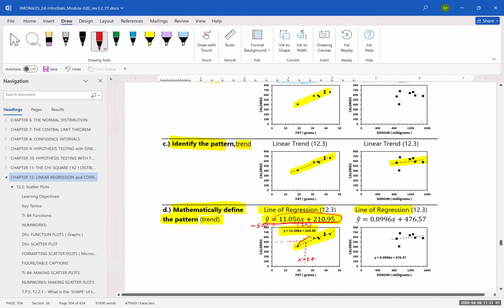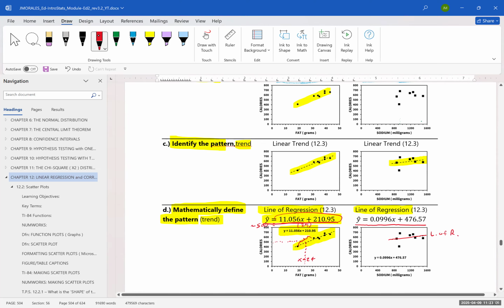Now, if we take the sodium versus calories scatter plot and we mathematically define this line of regression, then this is the mathematical definition of that line. Y hat equals 0.0996x plus 476.57.